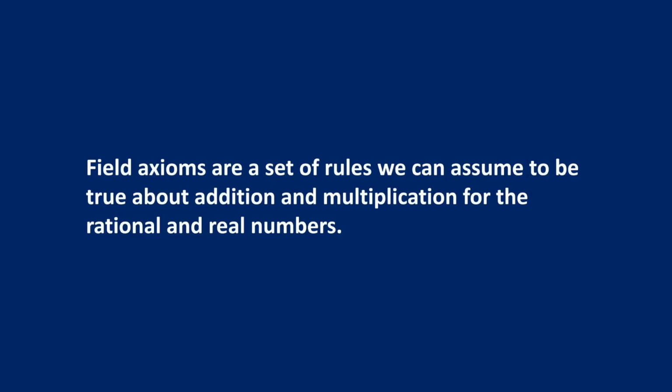As you may know, an axiom is a rule or statement assumed to be true in a given topic, such as number or geometry. It is a statement we can use to build our understanding of and apply to many topics in maths. For our purposes, field axioms are a set of rules we can assume to be true about addition and multiplication for the rational and real numbers. You probably already know most, if not all of these individually, but maybe not collectively.